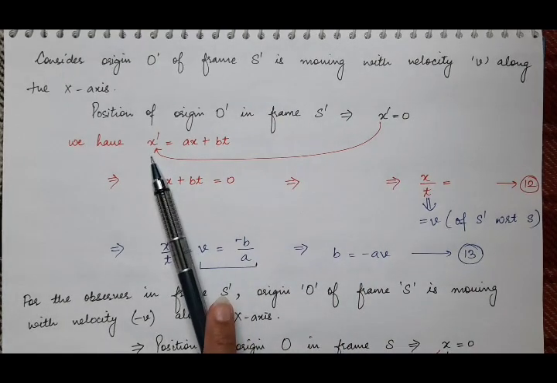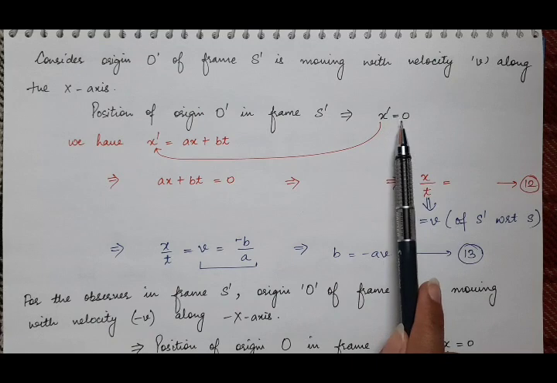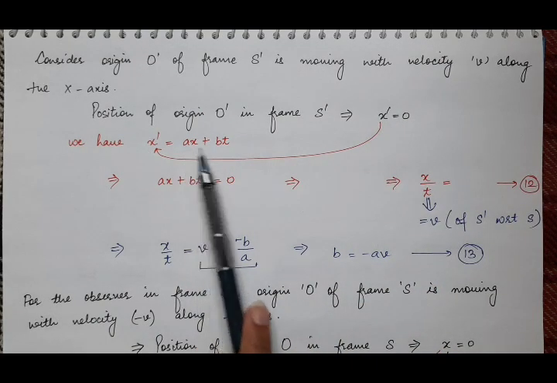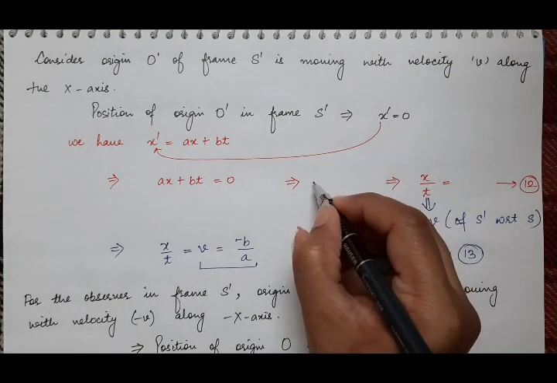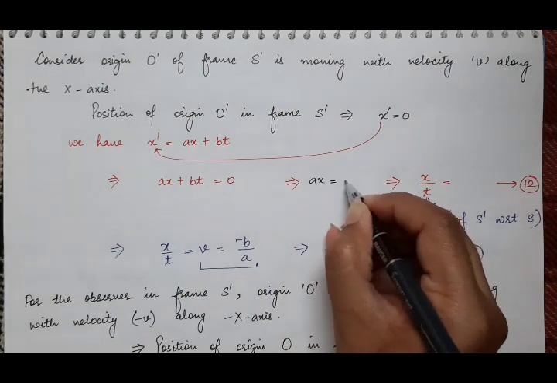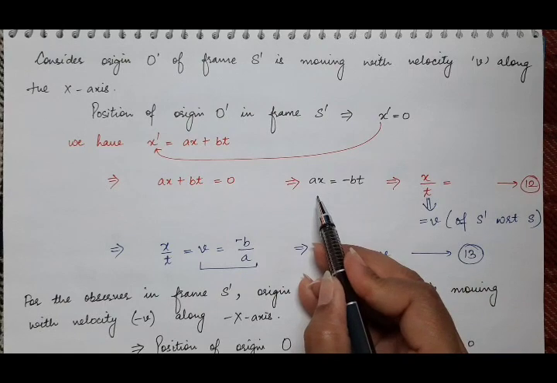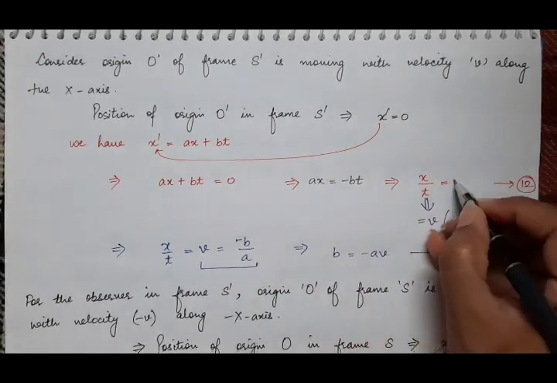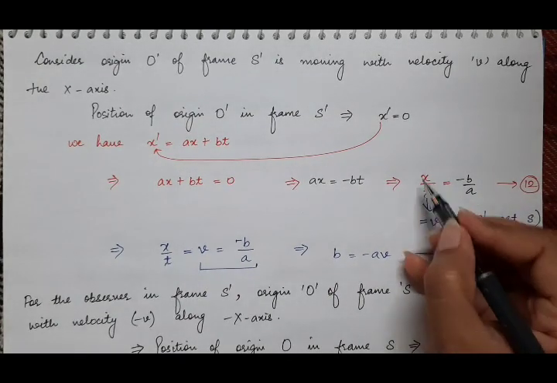But x dash is equal to ax plus bt. So put this x dash is equal to 0 here, and what you will get? ax plus bt is equal to 0. So now we have ax is equal to minus bt. Now move this t to this side, you will get x by t, and move this a to this side and you will get minus b by a. And suppose this as equation 12.